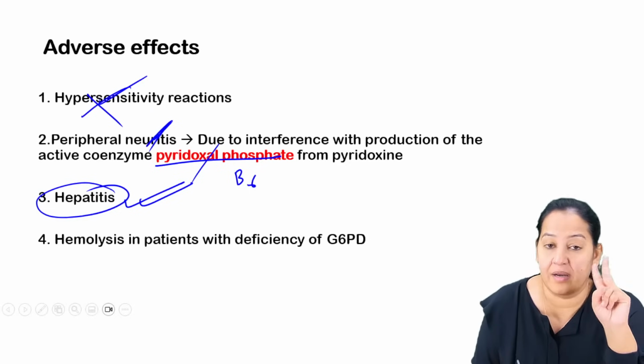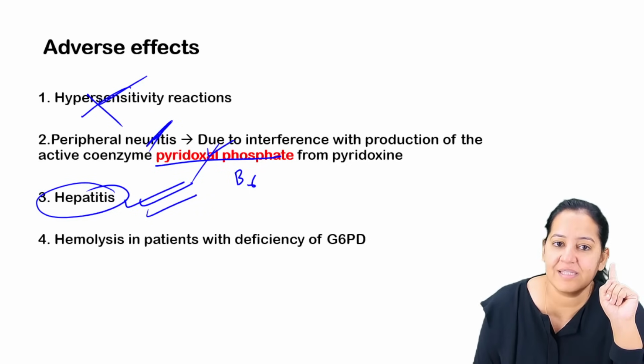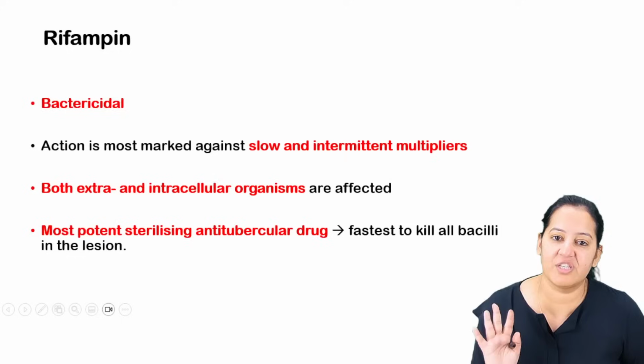So don't learn allergy. Allergy is everywhere now, so don't learn it. Learn the 2 specific ones. One is hepatitis, and one is neuritis, peripheral neuritis because of deficiency of vitamin B6.